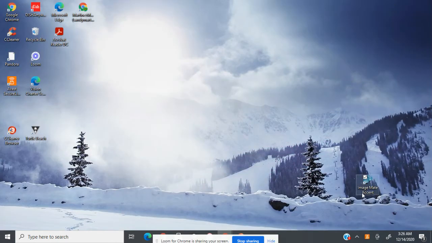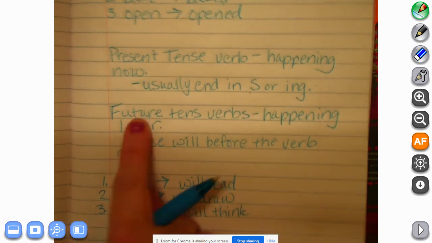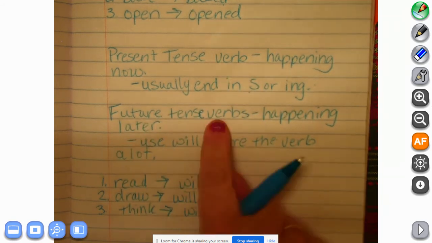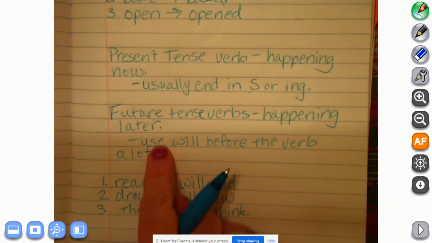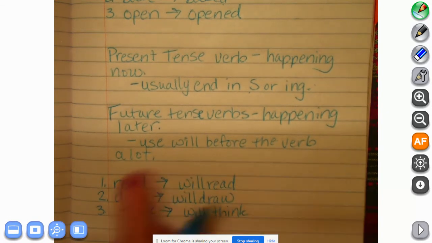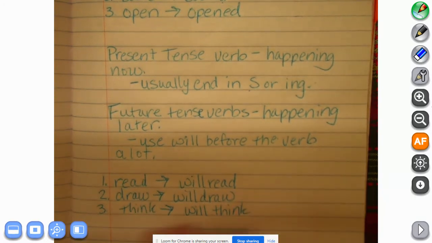We are very close to being done. Very, very close. Okay, so we're adding in future tense verbs. Oh, gotta have an E there. Future tense verbs mean they're happening later. They use will before the verb a lot of the time. So read becomes will read. Draw becomes will draw. Think becomes will think.